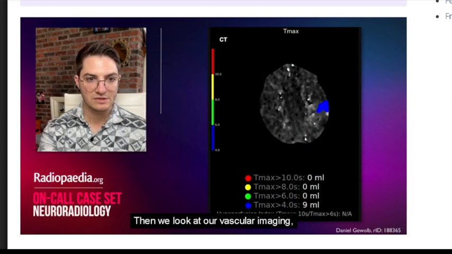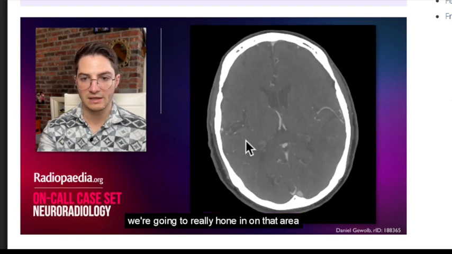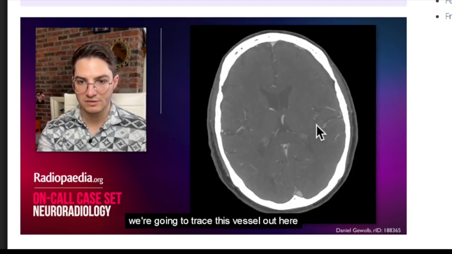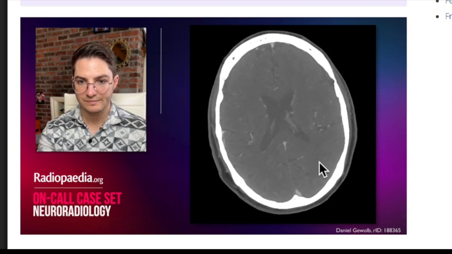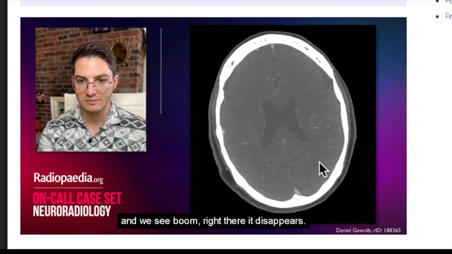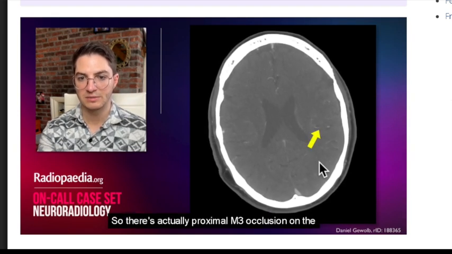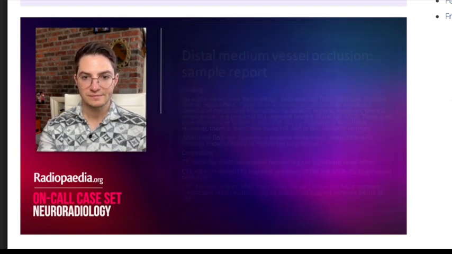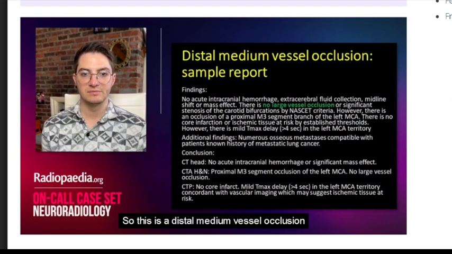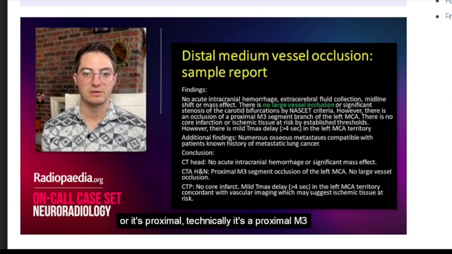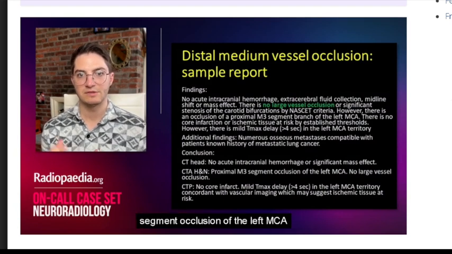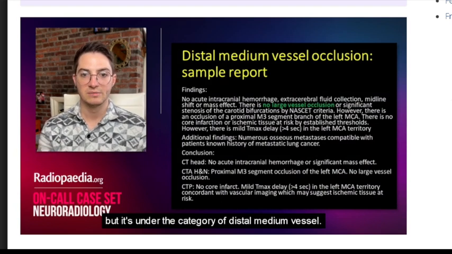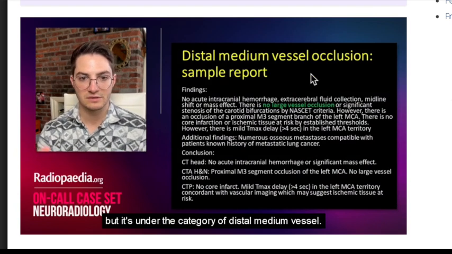So then we look at our vascular imaging. We're going to really hone in on that area, and we're going to trace this vessel out here. And we see, boom, right there, it disappears. So there's actually a proximal M3 occlusion on the left here in this case. So this is a distal medium vessel occlusion, or technically it's a proximal M3 segment occlusion of the left MCA, but it's under the category of distal medium vessel.